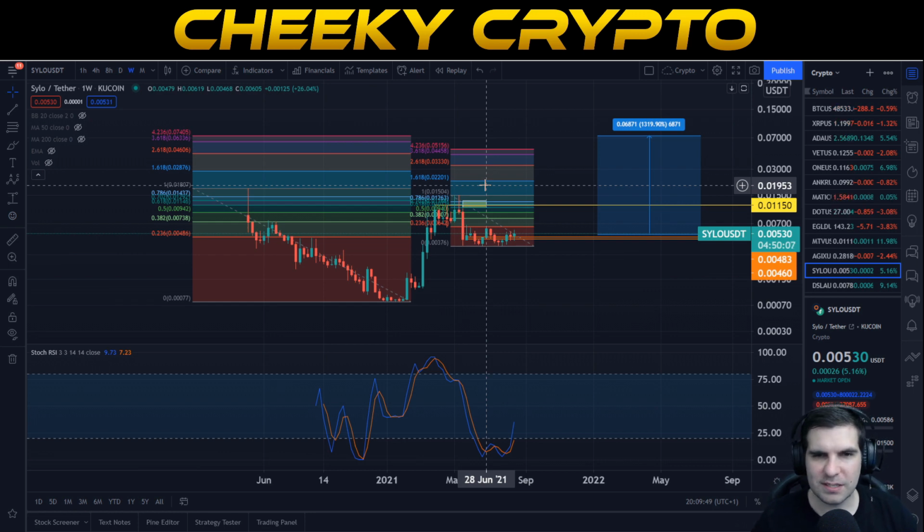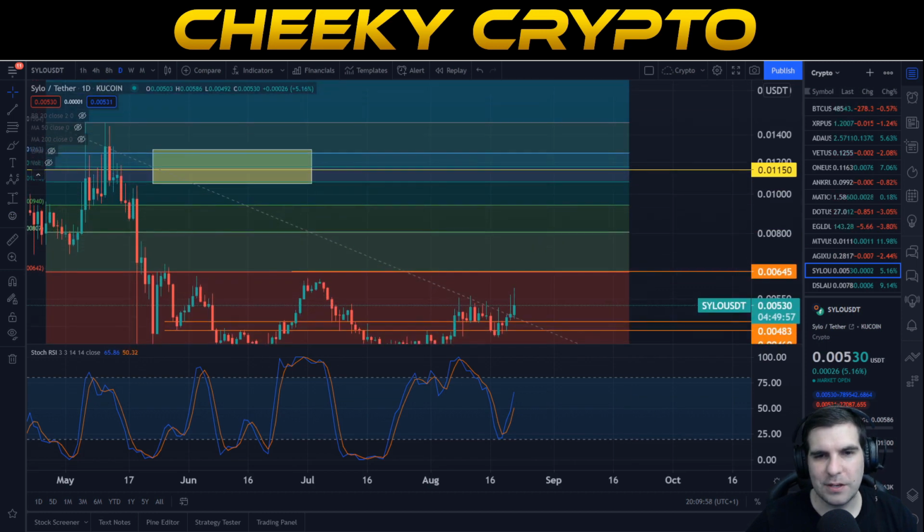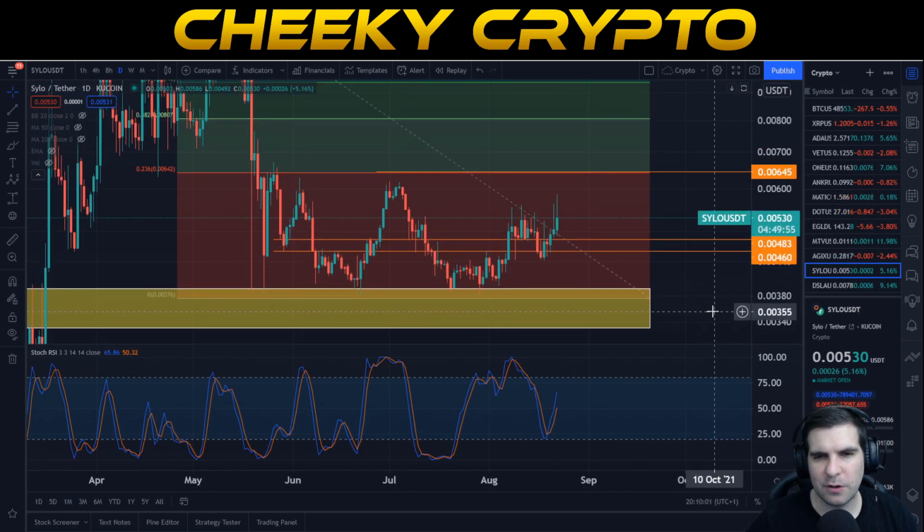So again, do some research on this one, see if you like it. If it is, then definitely have a good play around with some of these technicals as well. Now, what we're going to do is drop down into our daily view, and then from here we're going to obviously talk about what's been going on most recently.